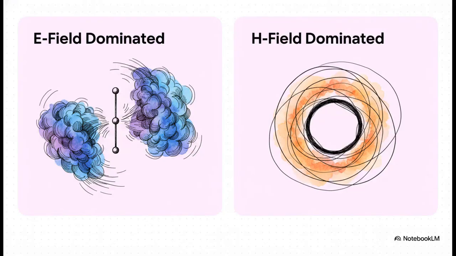And what's really fascinating is that the type of antenna you're using completely shapes this near field. For example, a source with high voltage and low current, like a dipole, creates a dominant E field with a super high impedance. But on the other hand, if you have a high current, low voltage source, like a loop antenna, you get a dominant H field with a really low impedance. The whole character of the near field completely depends on the source.